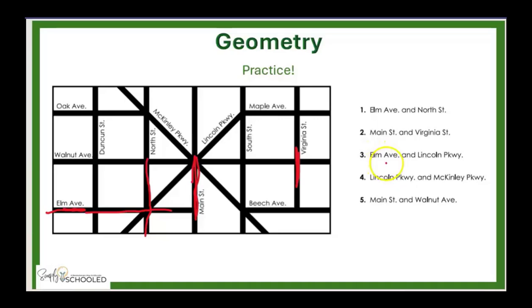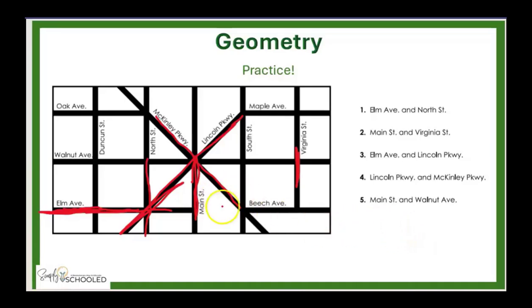Number 3, Elm Avenue and Lincoln Parkway. Again, this is Elm Avenue down here, and Lincoln Parkway is right here. Look, it's crossing, but it's crossing at an angle. So those would be intersecting lines. Then we have Lincoln Parkway, which was right here, and McKinley. Now, I would suggest that those are probably perpendicular because since they form a perfect X, it looks like that's a square on the inside. So I would say that that is a perpendicular crossing.